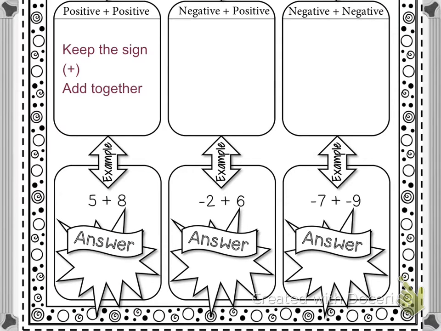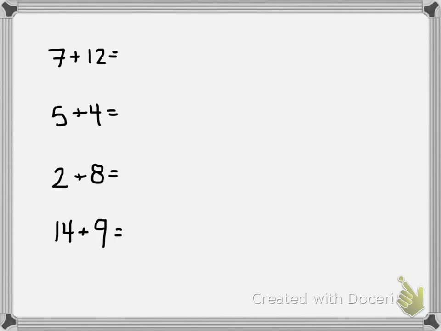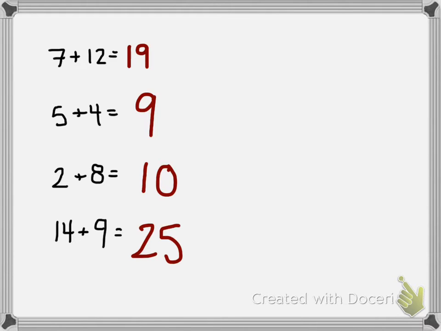So these you already know how to do, they are no big deal. 5 plus 8, I have a positive number plus a positive number. So now my answer is going to be positive, and 5 plus 8 is 13. So here's just a couple examples of when I have 2 positive numbers, how I just add them together and my answer is positive. So 7 plus 12 is 19. 5 plus 4 is 9. What's 2 plus 8? 2 plus 8 is 10, and 14 plus 9 is 25.